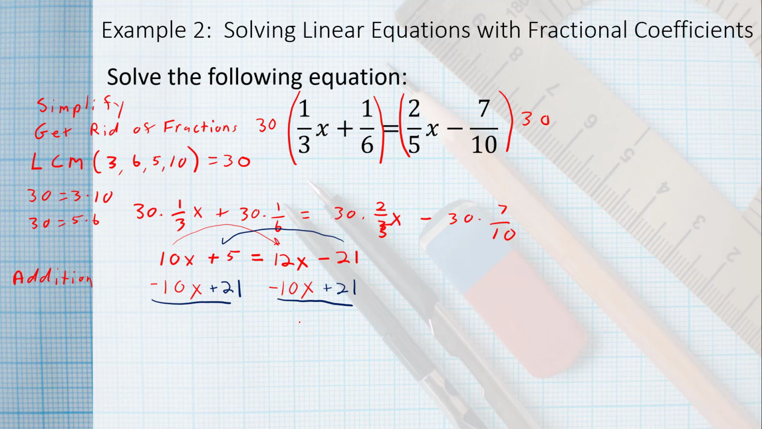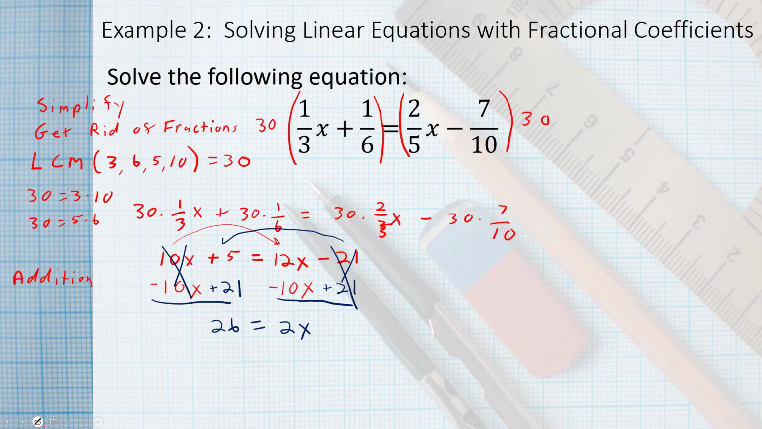And now we can add these vertically. Negative 10x plus 10x, they cancel out. That's 0. 5 plus 21 is 26. That's going to be equal to 12x minus 10x, which is 2x. And then these will cancel as well. So notice that we have a positive coefficient. That will minimize the risk of any sign-related errors.